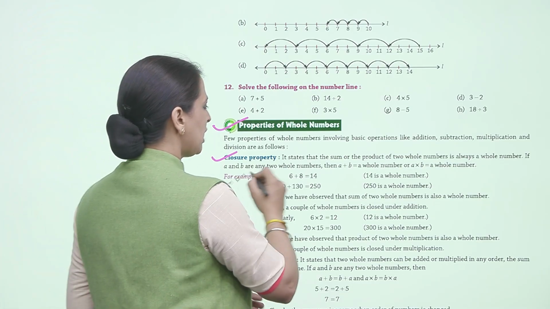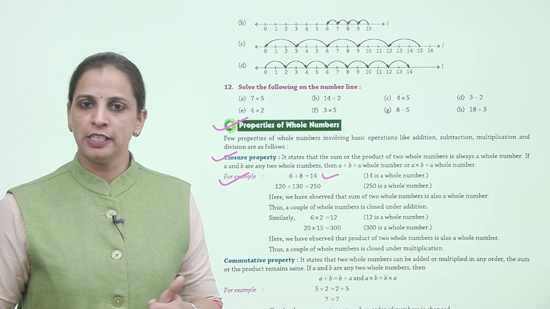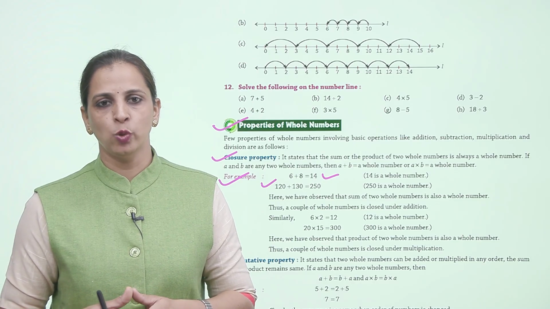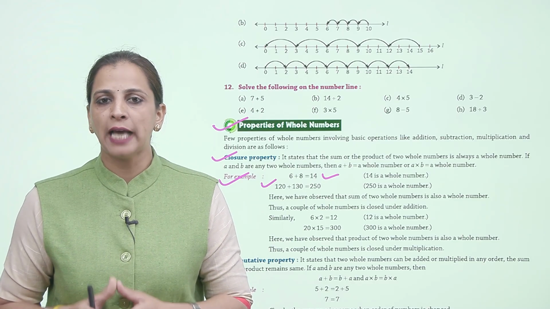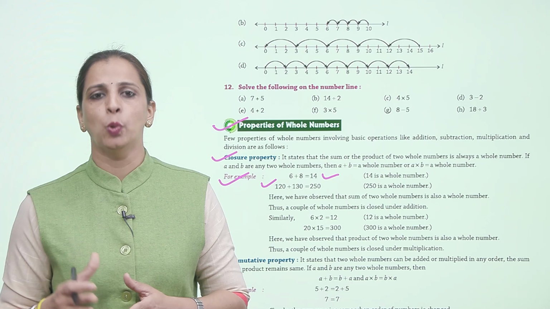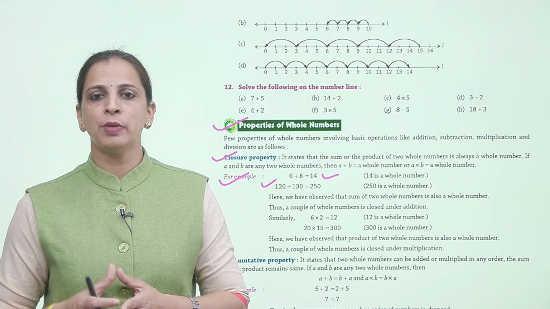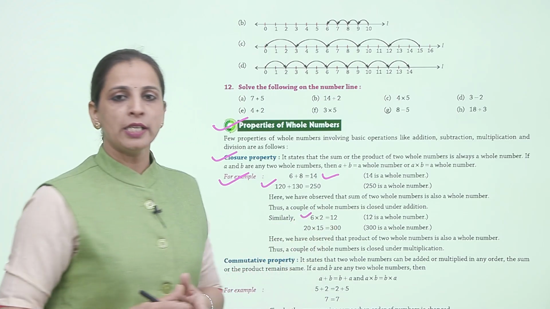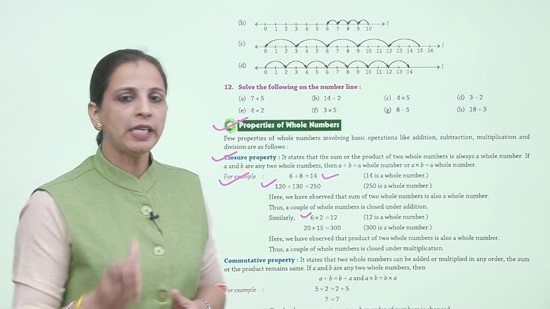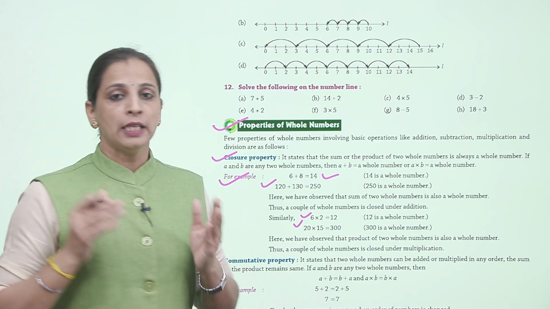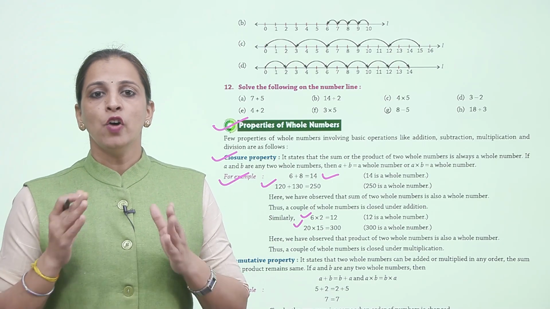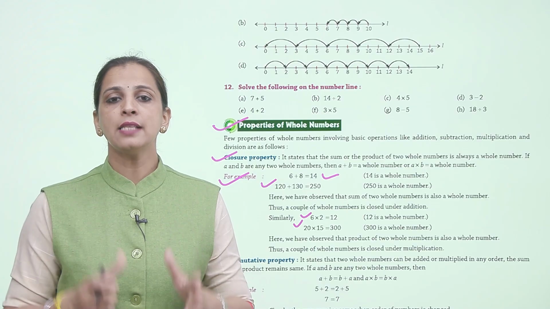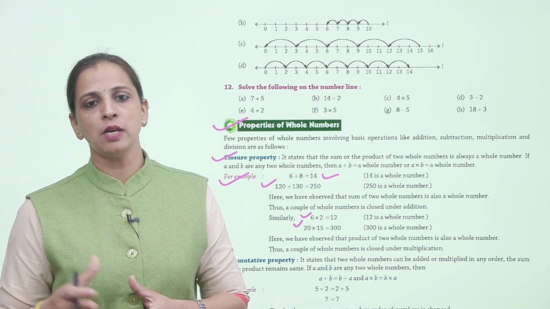For example, 6 plus 8 is equals to 14. 14 is a whole number. 120 plus 130 is 250. 250 is also a whole number. Here we have observed that sum of two whole numbers is always a whole number. Thus, the set of whole numbers is closed under addition. Similarly, 6 multiplied by 2 is equals to 12. 12 is a whole number. 20 multiplied by 15 is equals to 300. 300 is a whole number. Here, we have observed that product of two whole numbers is always a whole number. Thus, the set of whole numbers is closed under multiplication.